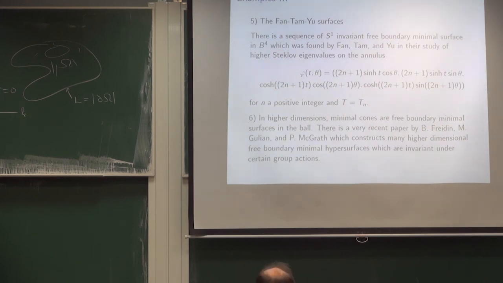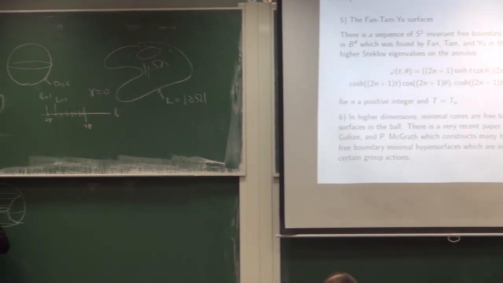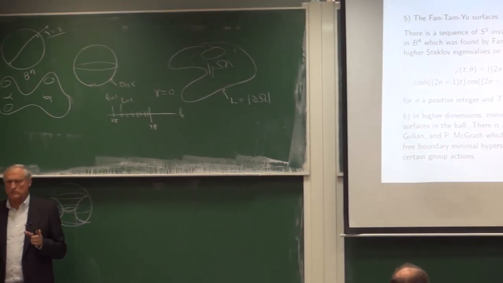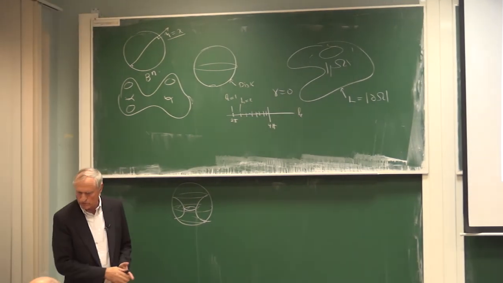And then in higher dimensions, I mentioned the cone example in general, partly because one obvious set of examples are minimal cones. So minimal cones play an important role in the theory of minimal submanifolds. A minimal cone means you take a minimal submanifold of the sphere and you take the cone over it. And so those are examples of free boundary minimal surfaces.